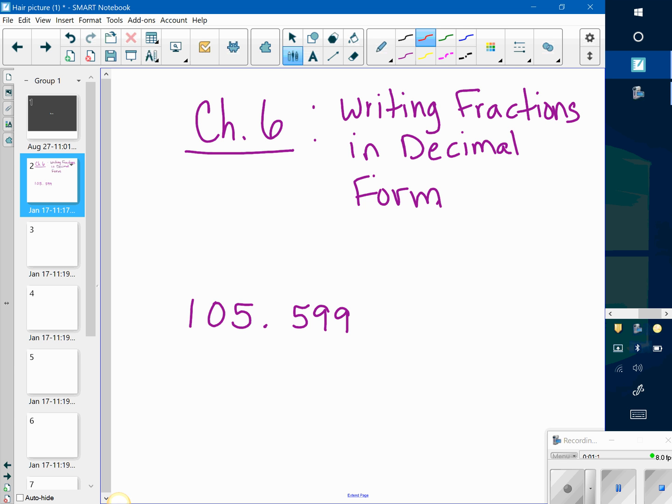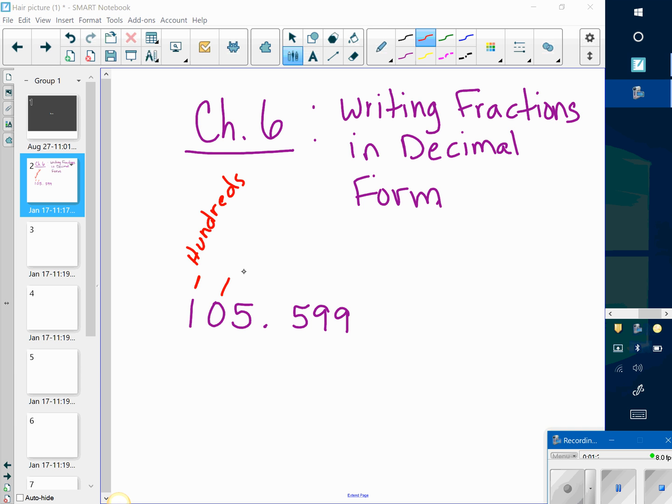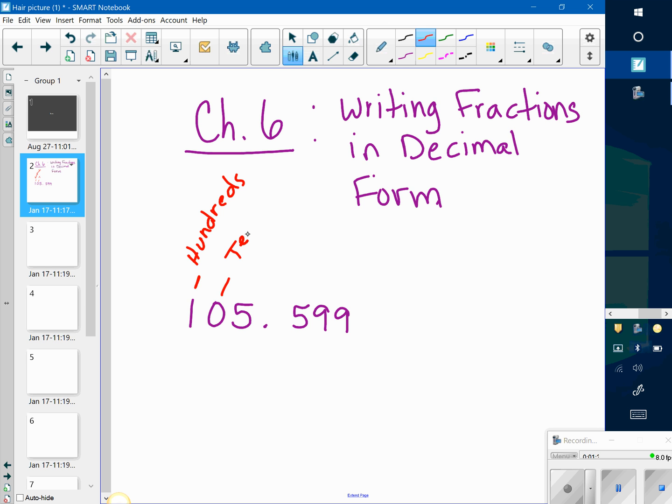105.599. But if you look here, the first number is in the hundred spot. This one, number 0, is in what they call the 10 spot. And the 5 is in the 1 spot. We always refer to the decimal as "and." Then past the decimal, remember I told you it would end with a TH. So the first number past the decimal is going to be the tenths spot, so the 5 is in the tenths.